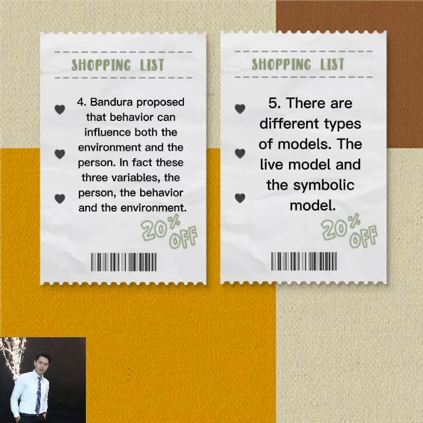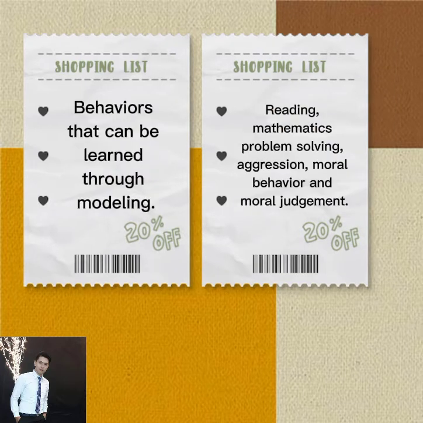Now, there are different types of models, namely the live model and the symbolic model. Now, what is a live model? A live model involves an actual individual demonstrating or acting out a behavior. For example, a boy named Ben stood up on his surfboard so that a girl named Julian could see how he did it. Now, let's go on to the symbolic model. Symbolic models can be fictional characters or real people demonstrating behaviors in books, movies, television shows, video games, or internet sources.